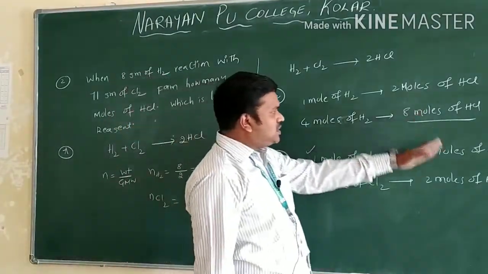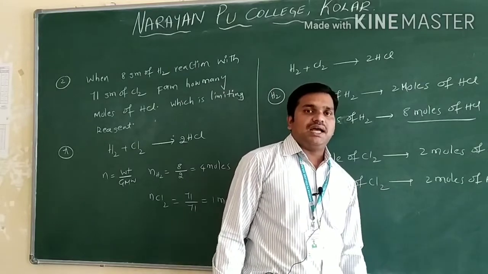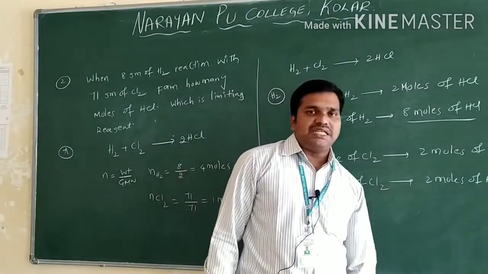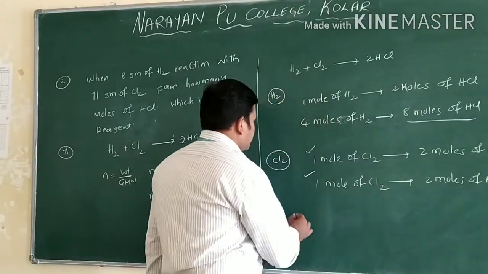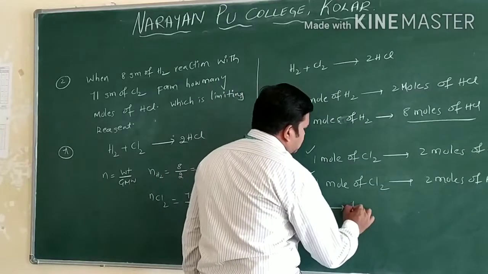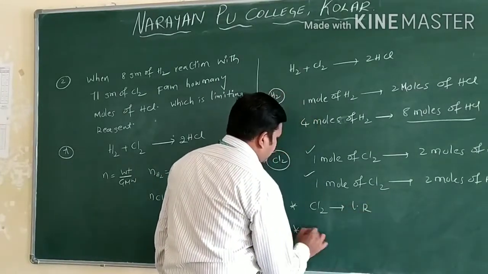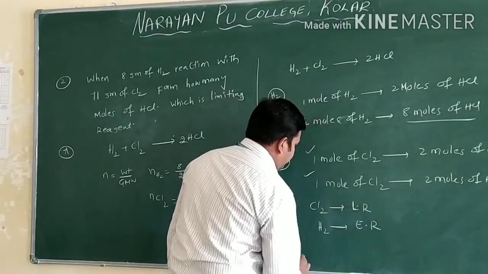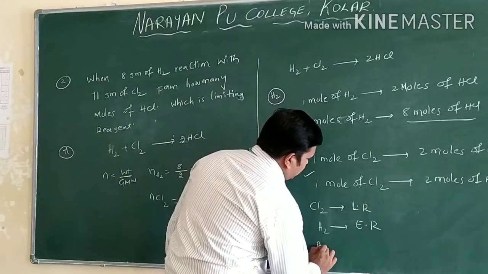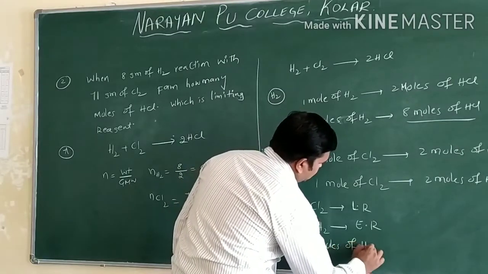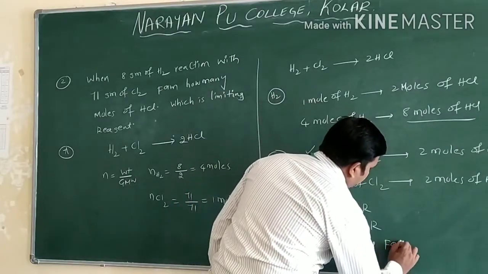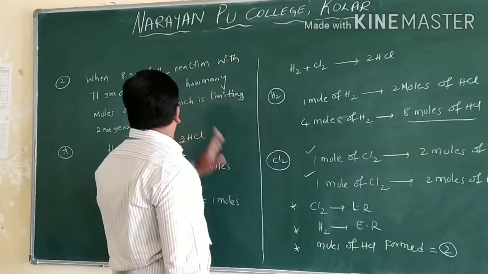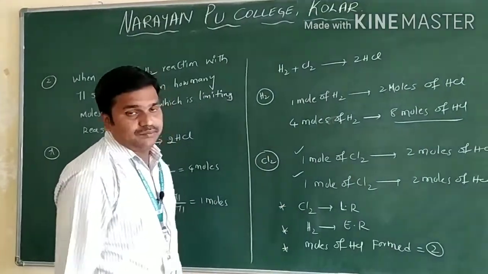Now here 8 moles is there, 2 moles is there. Which is the limiting reagent? The limiting reagent is Cl2. How many moles of HCl are formed? 2 moles of HCl are formed. So from this I am simply writing: limiting reagent Cl2, excess reagent H2, and moles of HCl formed is equal to 2 moles. So this is the question number 2 explanation.